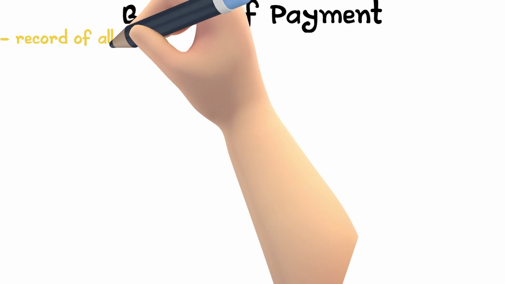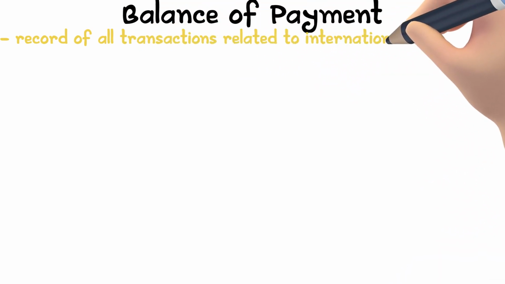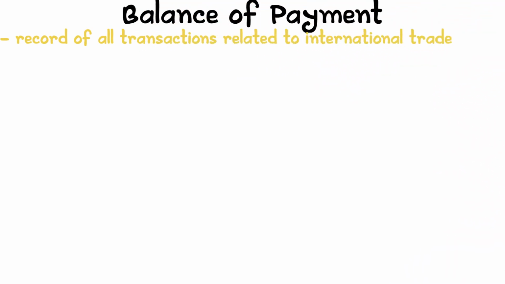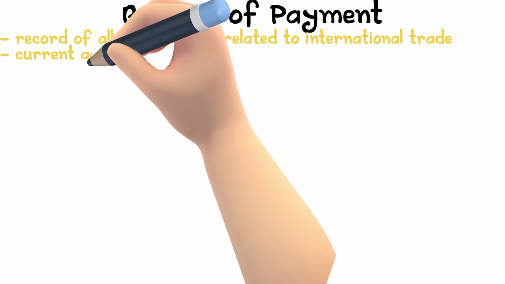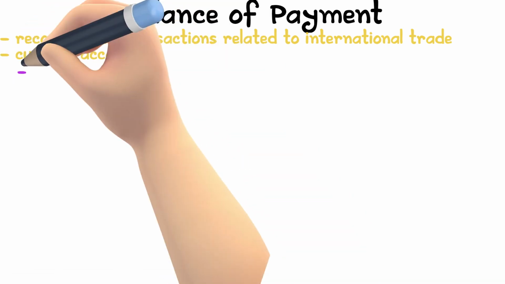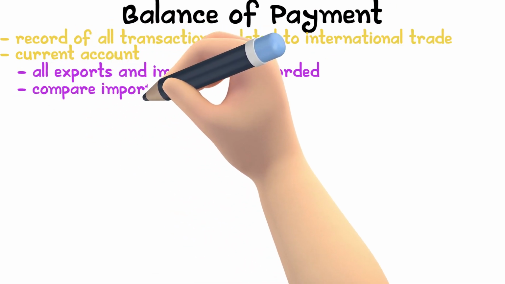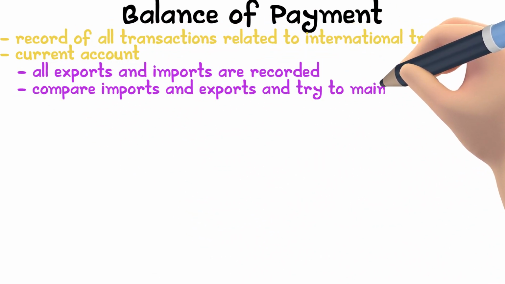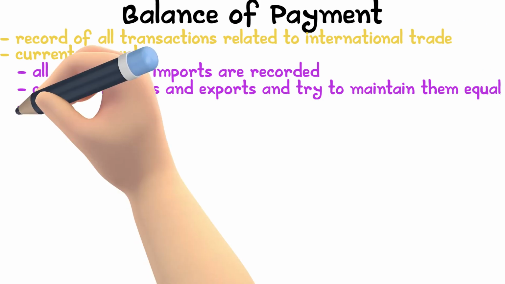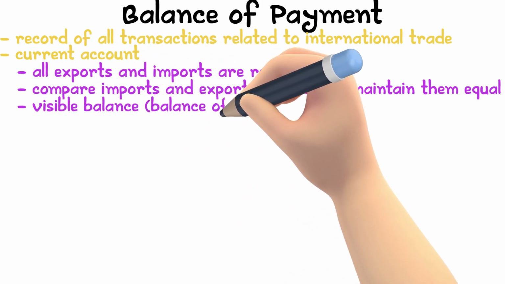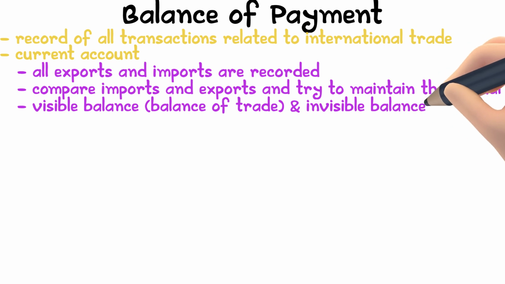Balance of payments. Balance of payments is a record of all transactions related to international trade. This account can be split into two. Firstly, the current account, which is the part of the balance of payments where all exports and imports are recorded. It can be used to compare the exports and imports and try to maintain them to an equal value. This includes the visible balance, also known as balance of trade, and the invisible balance.